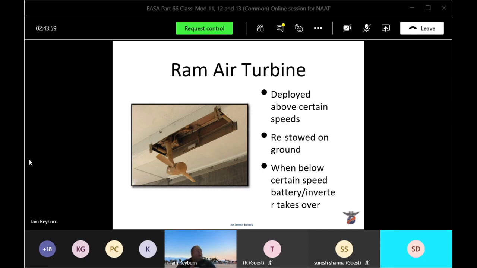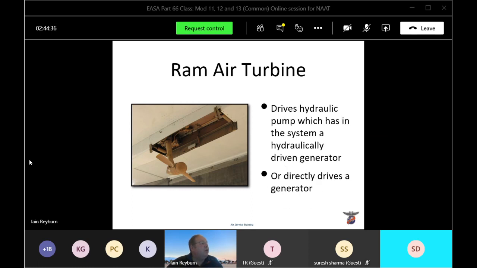So what do I know about the ram air turbine? It is a little windmill. It's going to power a little generator, hydraulics, etc. It will only deploy when the aircraft is above a set speed, and again, that will be different between every single aircraft. And if the RAT doesn't deploy, the batteries will power an inverter to give AC to my aircraft. Unfortunately, gentlemen, helicopters, we don't have a ram air turbine. As it says there, it drives a hydraulic pump, if it's in a system which has a hydraulic driven generator, or a direct drive.